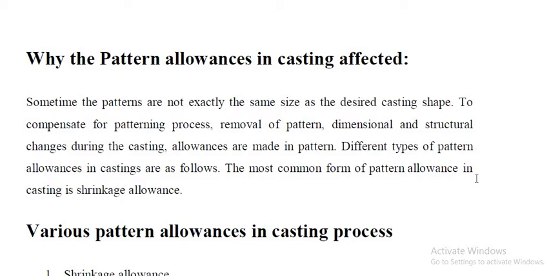Okay, now in the casting process we have some allowances that are required in the casting. These are called the pattern allowances. So different types of patterns are there. The main pattern allowance is your shrinkage allowance. So why does this happen? Because sometimes during the solidification the metal shrinks.